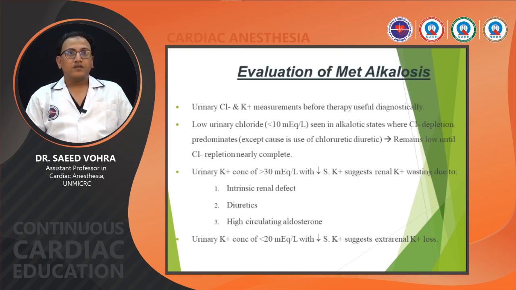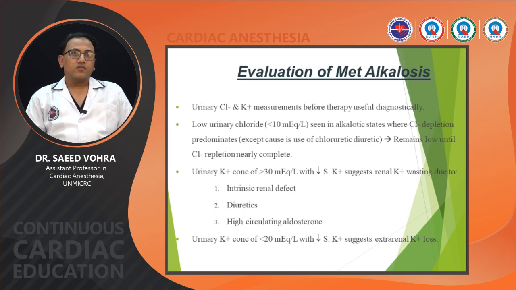Evaluating the metabolic alkalosis. Urinary chloride and potassium measurements done before therapy are useful diagnostically. Low urinary chloride, if less than 10 mEq per liter, is seen in states where chloride depletion predominates. It remains low until chloride repletion is nearly complete. A urinary potassium concentration greater than 30 mEq per liter with decreased serum potassium suggests renal potassium wasting due to either intrinsic renal defect, diuretics, or high circulating aldosterone. If urinary potassium concentration is less than 20 mEq per liter with decreased serum potassium, it suggests external potassium loss.